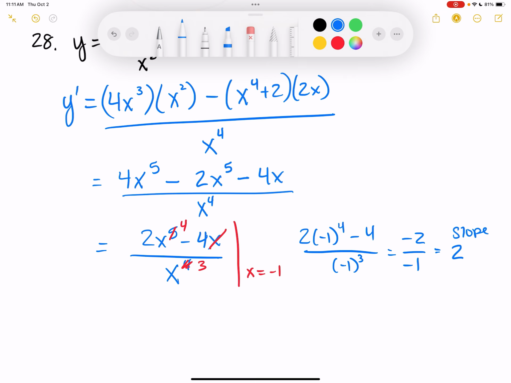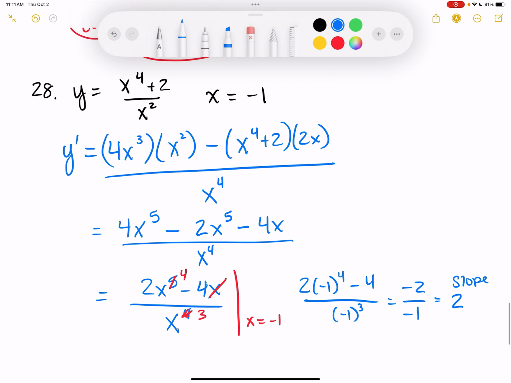And then obviously I don't know what the y value is. They didn't give me a y value. So I need to plug in this to here to find the y value. So y equals, sometimes if I remember I do that first, but obviously I forgot this time. -1 to the 4th plus 2 over -1 squared. So that's just 1 plus 2 over 1. So that's just 3. So the point is -1, 3 that I'm using now.